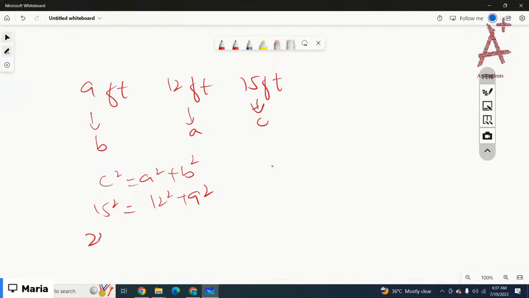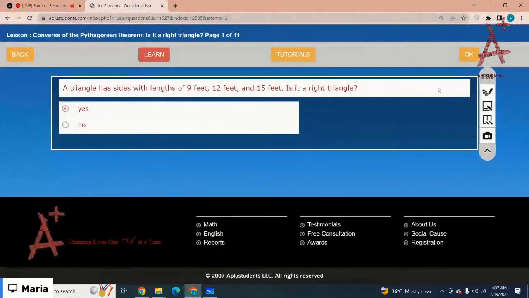15 square is 225. 12 square is 144 and 9 square is 81. Just add and see: 144 plus 81 is 225. Both sides are exactly equal. That means yes, the given measurements are of a right angle triangle. Got it? That means the correct option is yes, it is a right angle triangle. Got it?